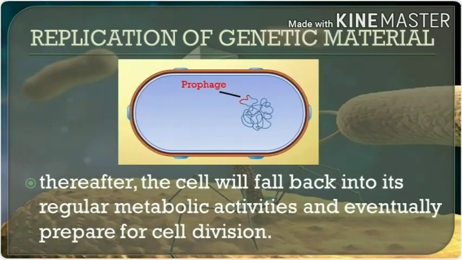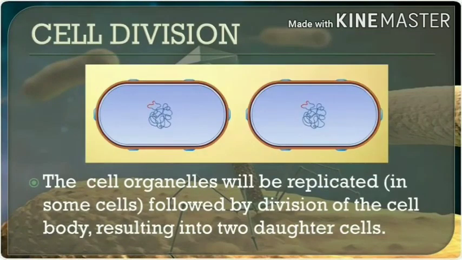Next is replication of genetic material. Thereafter, the cell will fall back into its regular metabolic activities and eventually prepare for cell division. The genetic material or nucleic acid replicates and the nucleus divides into two parts, each part having the same genetic information. Then, the last stage is cell division.